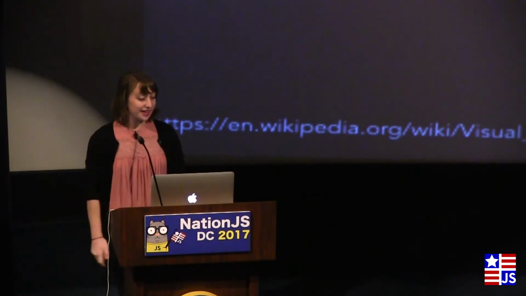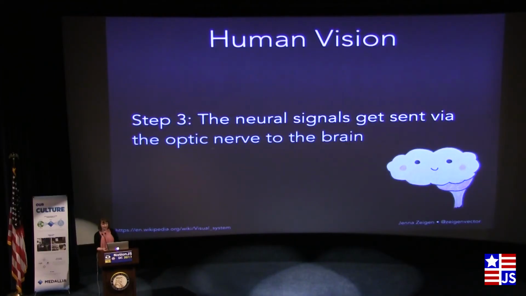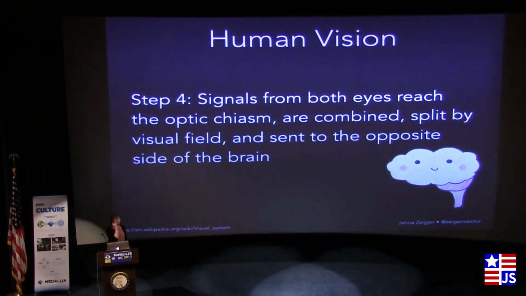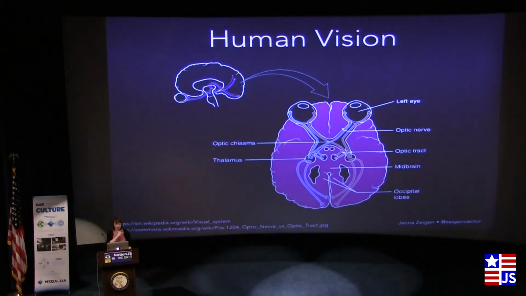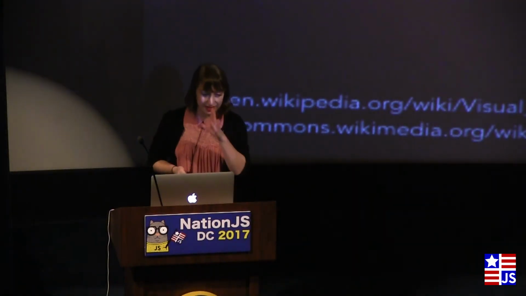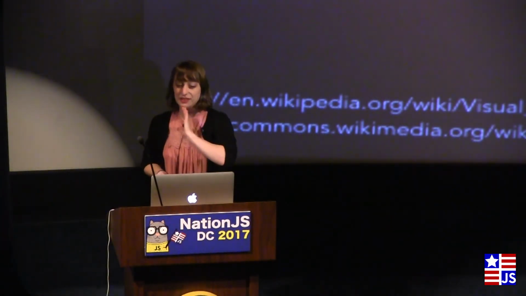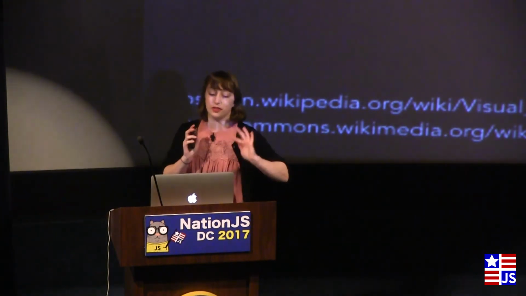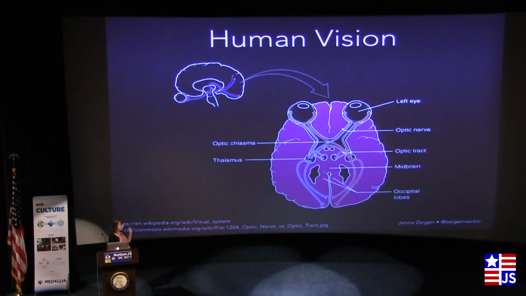Step 3, these signals are going to get sent via the optic nerve to the brain, where they meet at a structure called the optic chiasm, where the signals are combined and split by the visual field and sent to the opposite side of the brain. Each eye that we have, it's not like your right eye only sees just the right side of the world. There's a bunch of overlap in the middle, so at this structure, information from the left side is going to get sent to the right hemisphere of your brain, and vice versa.